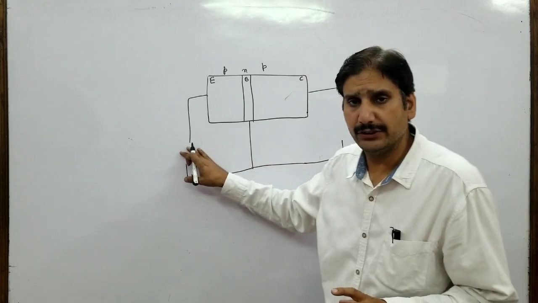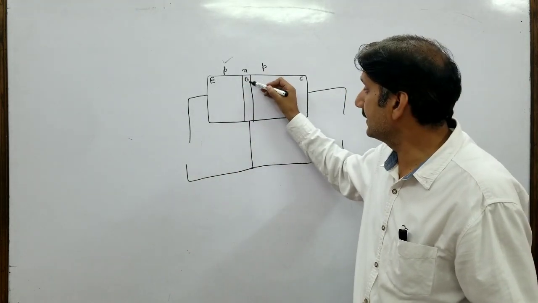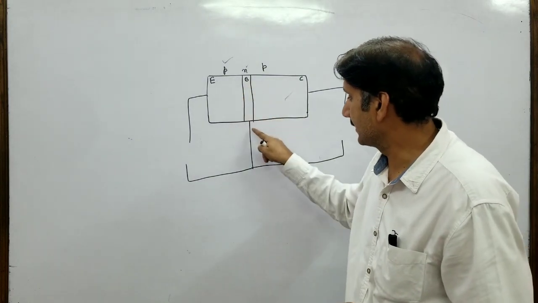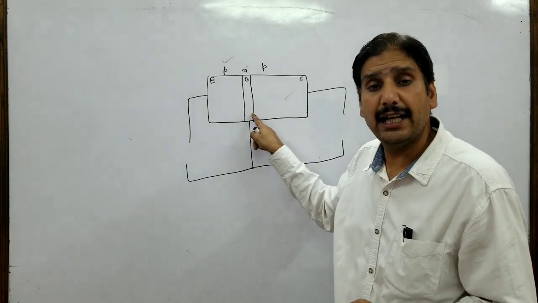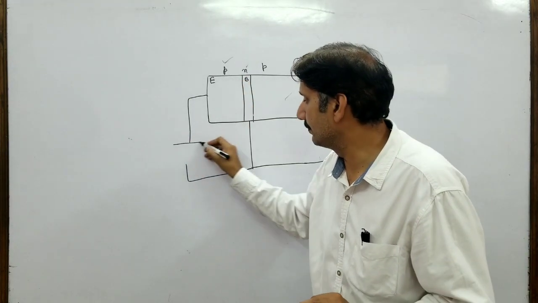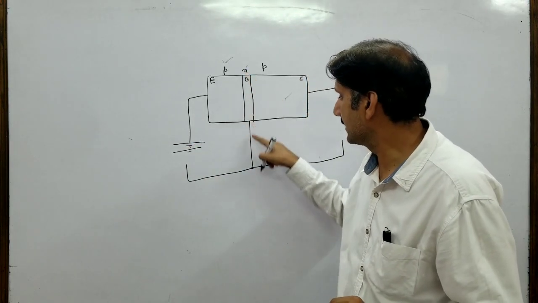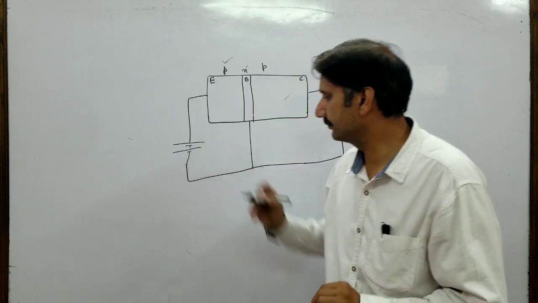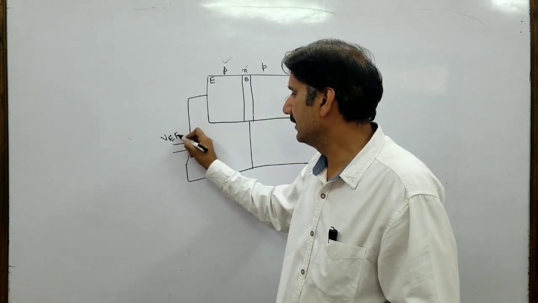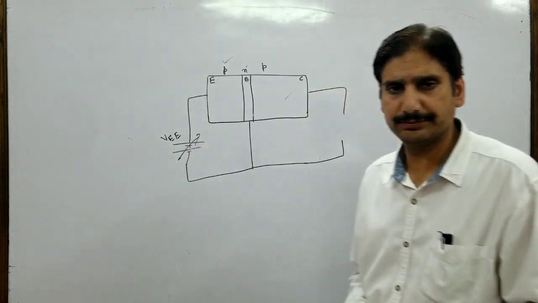How to connect a battery over here? This is P, the emitter, this is base, and N. So this is the emitter base junction, and it should be forward biased. So for forward biasing, P is connected to positive and N is connected to negative. Normally, by convention, this battery is termed the VEE battery. Let's say this is variable in nature.